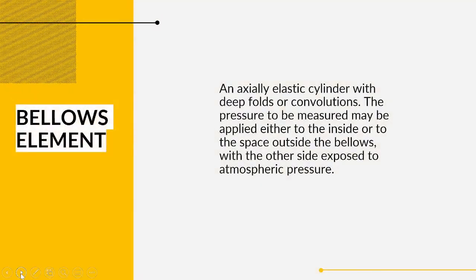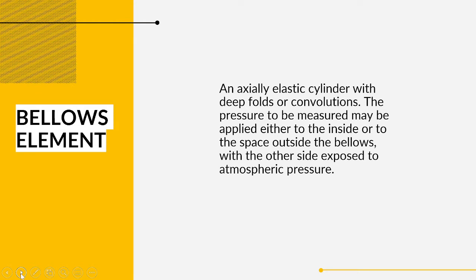Let's proceed to the second group, which is the bellows element. It is actually an elastic cylinder with deep folds or convolutions. The pressure to be measured may be applied either to the inside or to the space outside the bellows, with the other side exposed to the atmospheric pressure. For measurement of absolute pressure, either the inside or the space outside of the bellows can be evacuated and sealed.